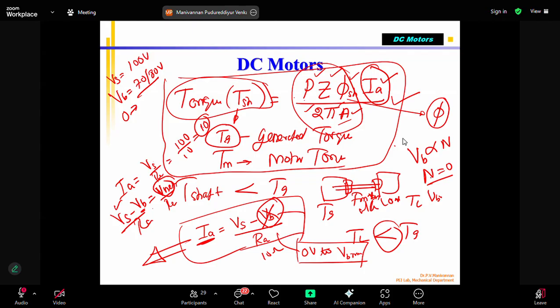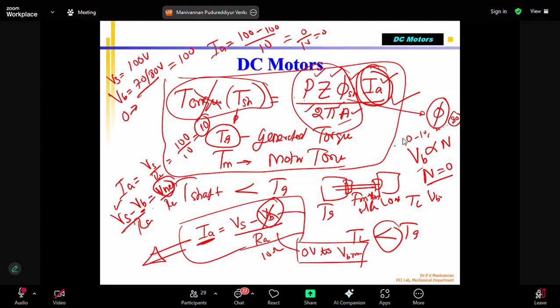But as the motor speed increases, VB will become 0, 10, 20, like that, it goes to VB max. If I asked you, if VB max is also 100, what will happen according to the equation? IA equals 100 minus 100 divided by 10 ohms RA. That means 0 divided by 10, 0. IA will become 0. In this equation, if IA becomes 0, what will be the torque? Torque is 0, motor stops.